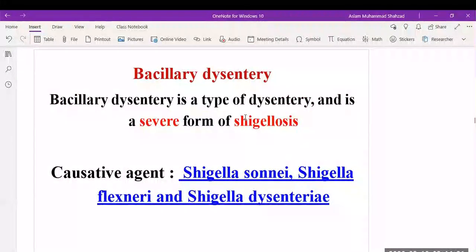It is the type of dysentery that is known as a severe form of shigellosis. The causative organisms are many, but I mention the main ones like Shigella sonnei, Shigella flexneri, and Shigella dysenteriae. There are so many, as you see in the article.